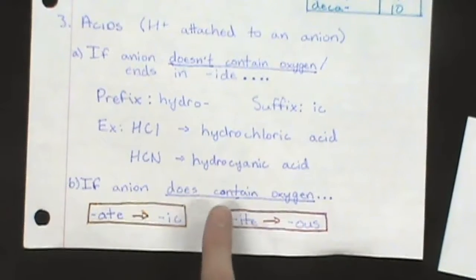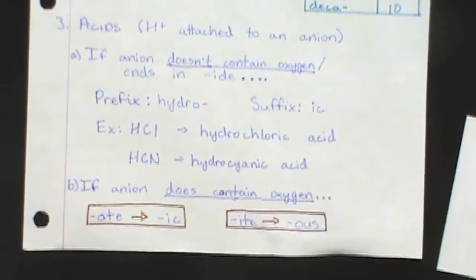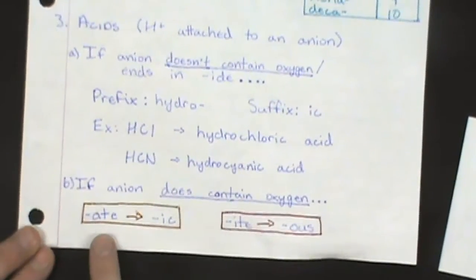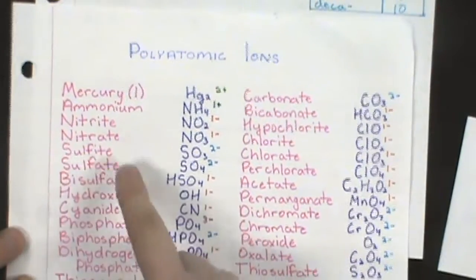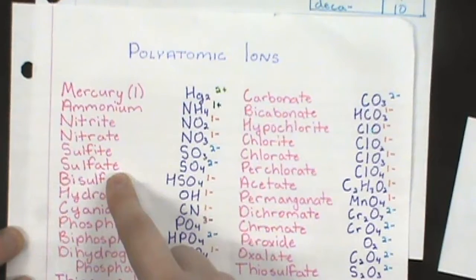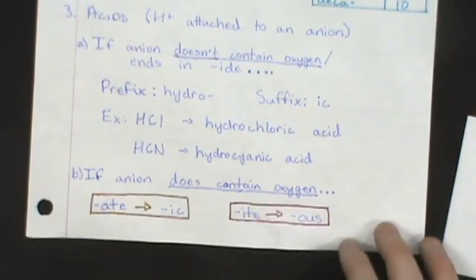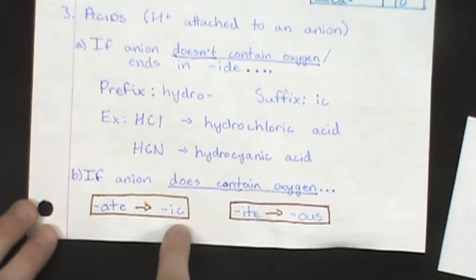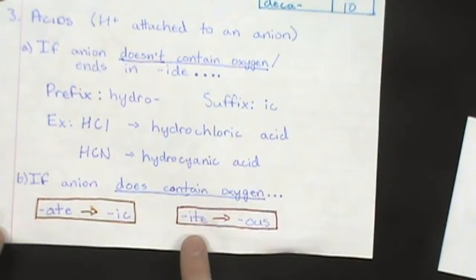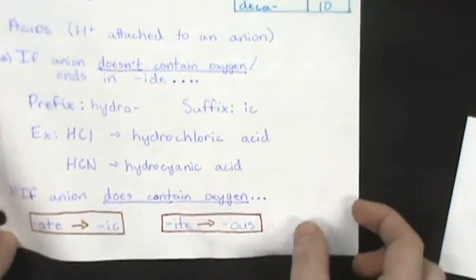Now, things change if the anion does contain oxygen. That's when it gets real interesting. So, if you look back on your polyatomic ion sheet, sulfite ends in "ite," and sulfate ends in "ate." So if it ends in "ate," you change the "ate" to an "ic." And if it ends in "ite," then you change the "ite" to "ous." It's simple, as long as you remember that.